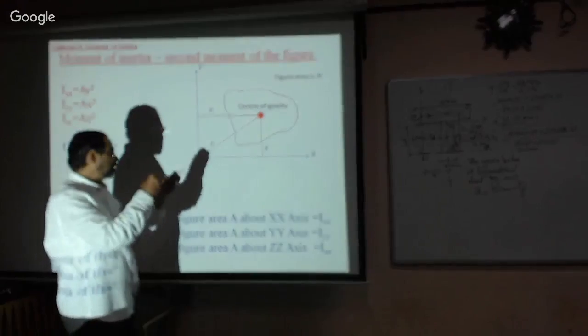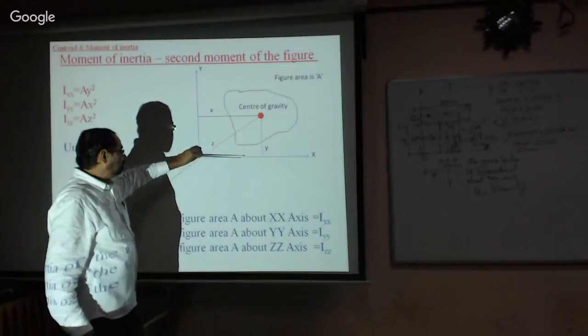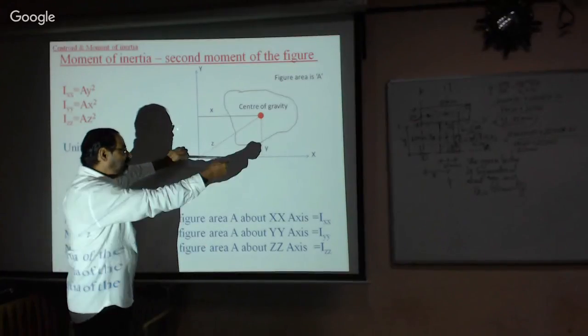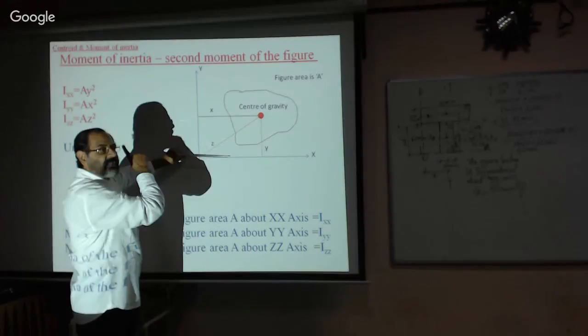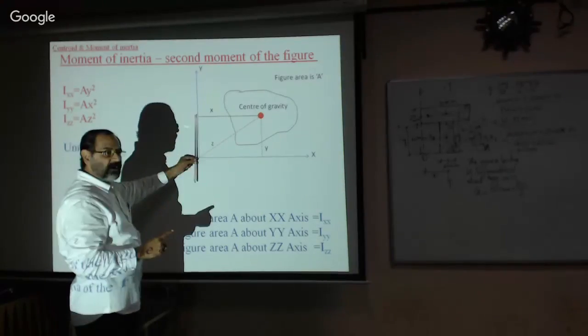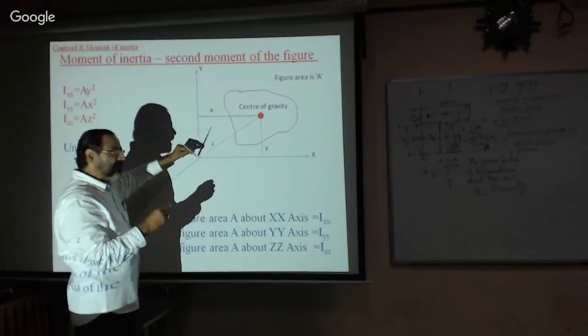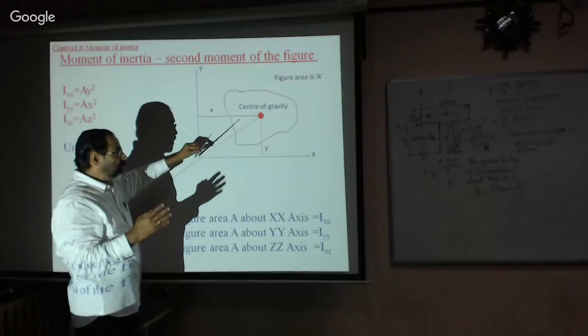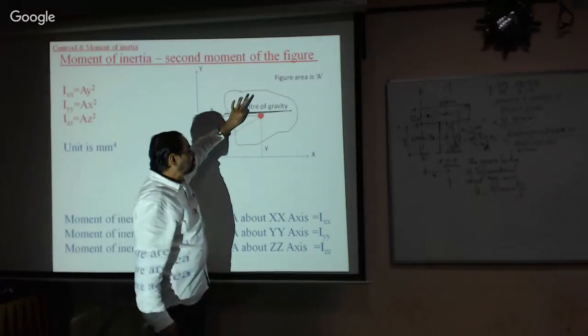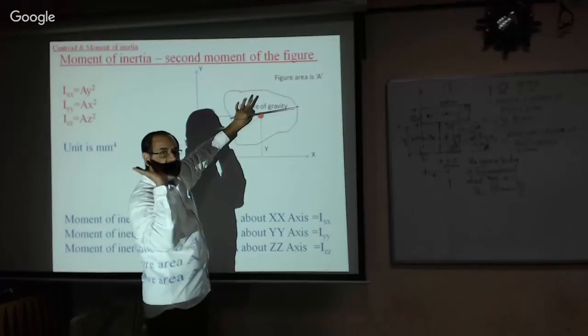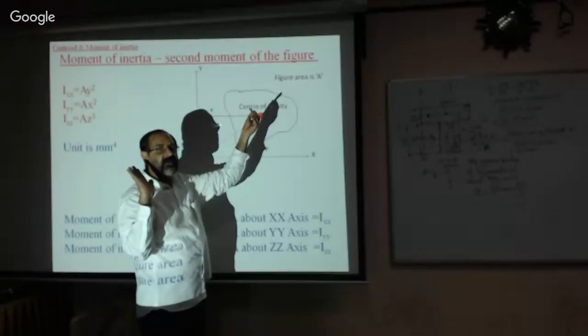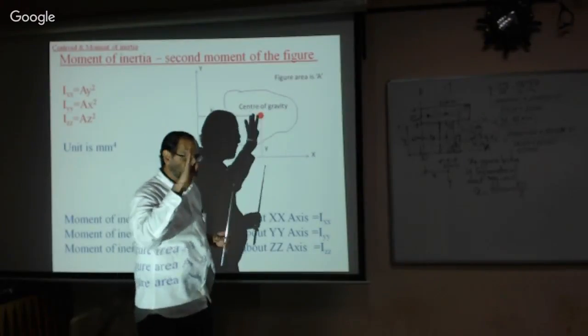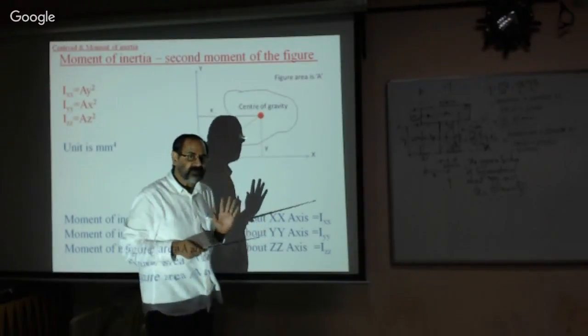X-X is the reference axis, Y-Y is the reference axis, Z-Z is the reference axis. X-X is the centroidal axis of the given figure. Y-Y is the centroidal axis of the given figure. Z-Z is the centroidal axis of the given figure. Please make the difference. No doubt about the difference. Understood?